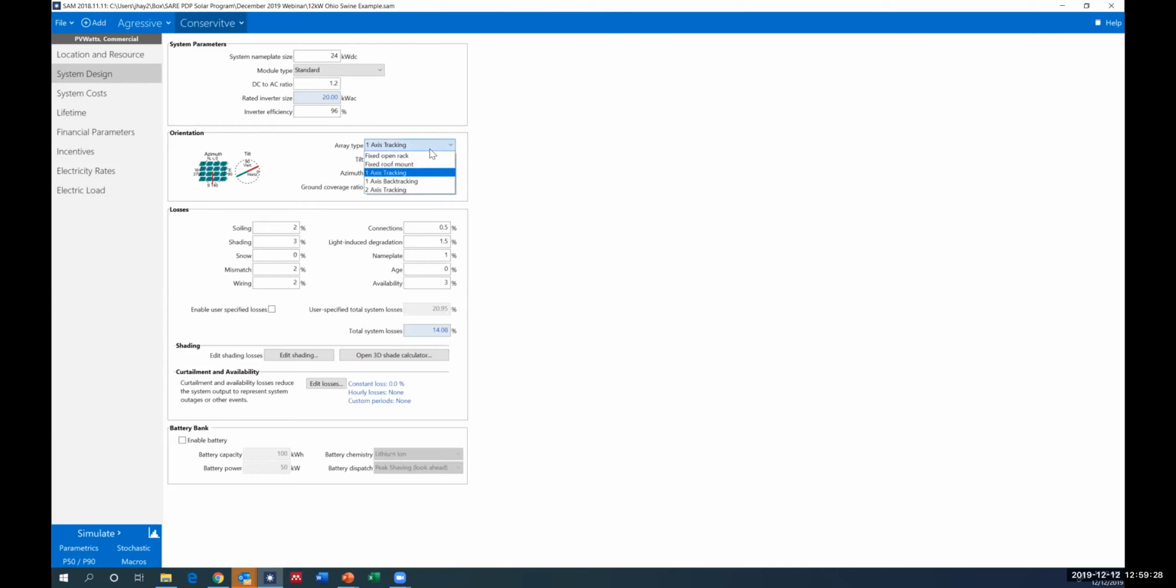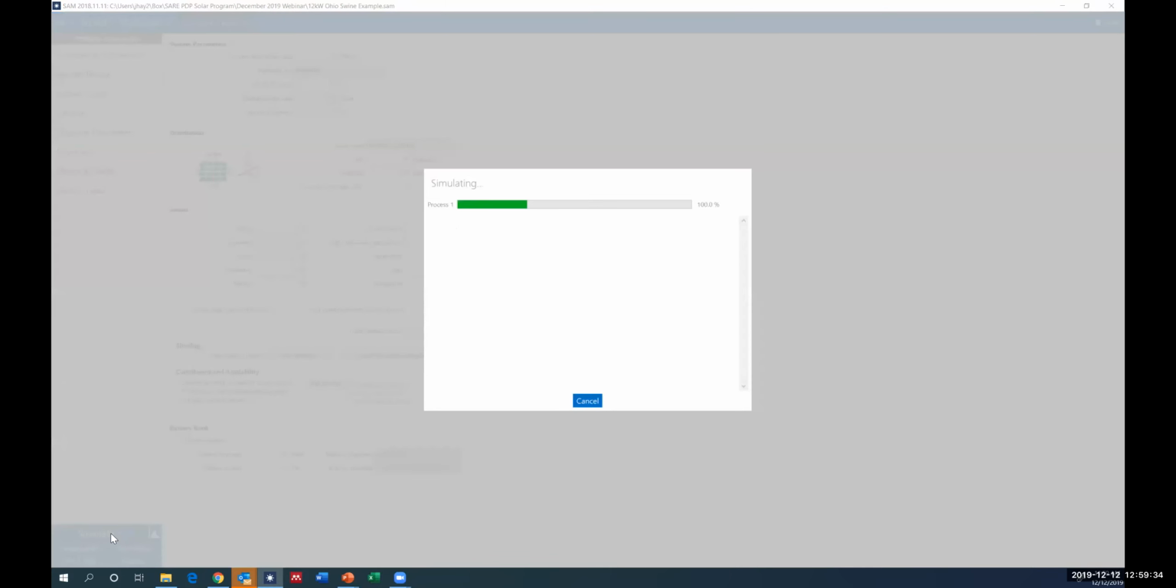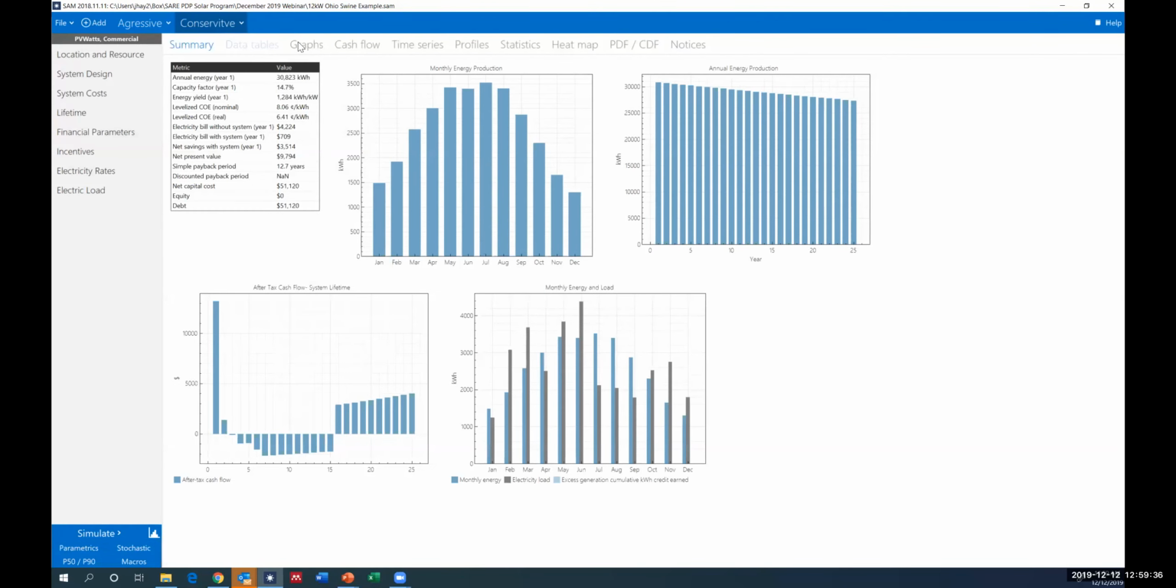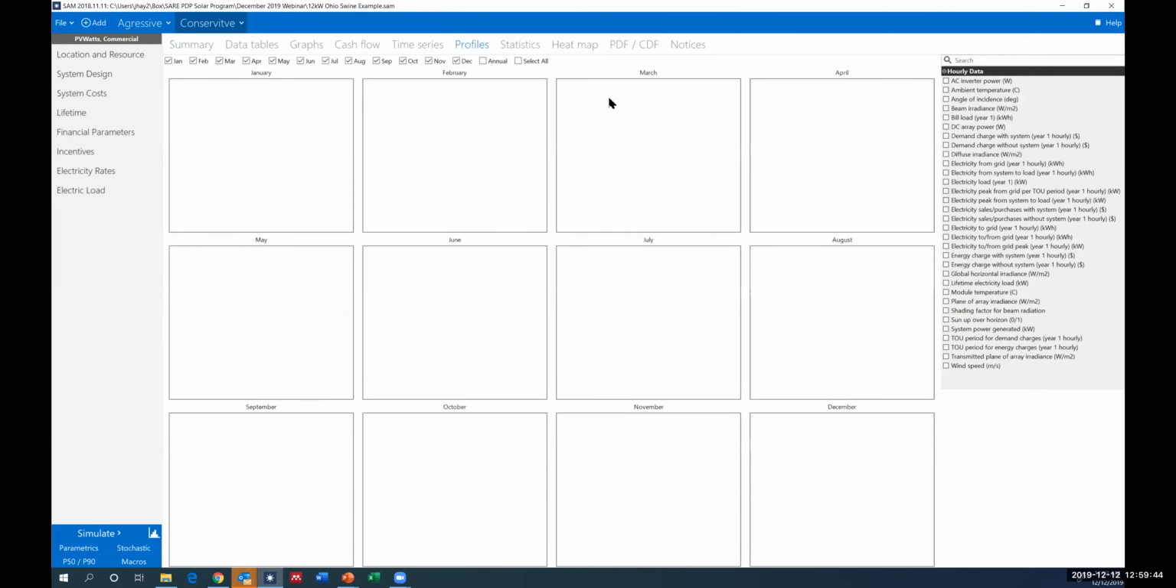So, good question. I'm going to talk a little bit about a couple more of these tabs up top that can give us some interesting visuals of what's happening and what's going on. And so I'm going to click on the profiles, and a couple of them I'm going to do here is electricity load in year one.